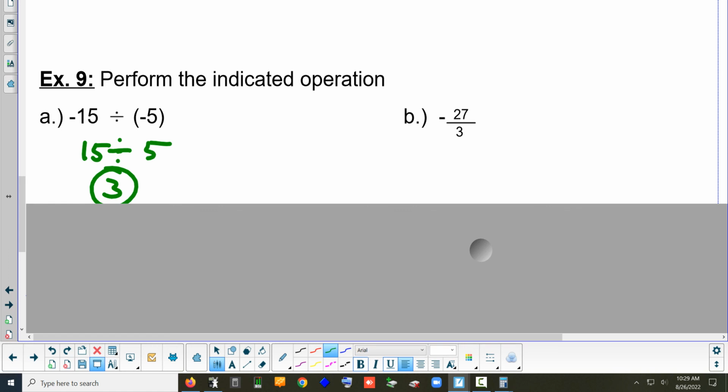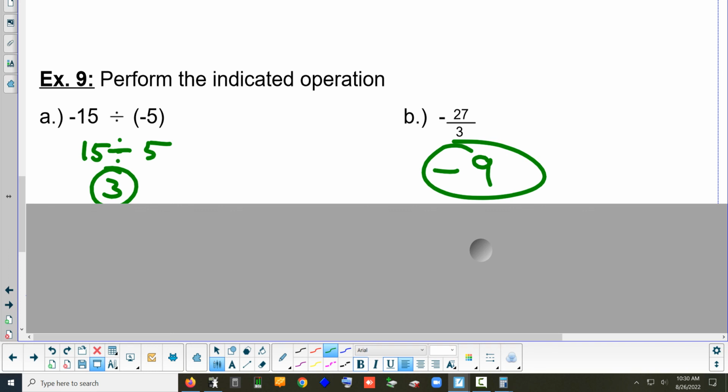How about this one? It says negative 27 divided by positive 3. Are we going to get a negative for the final answer or a positive? Caleb? You're going to get a negative. So I'm going to put that down right away. And does anybody know 27 divided by 3? Negative 9. It's going to be a negative 9. Good. Nice job.